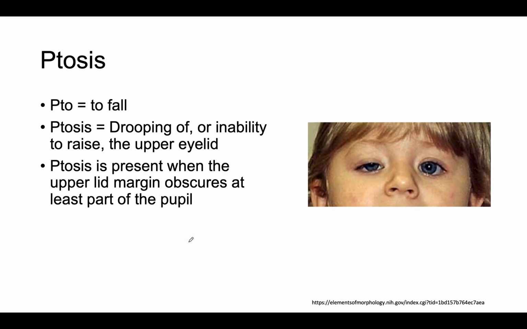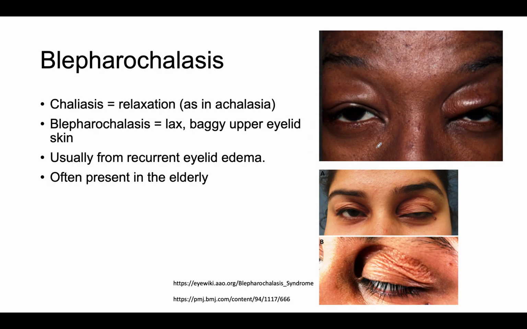Ptosis is a condition that is characterized by the drooping or the inability to raise the upper eyelid in particular. And its presence is suggested by the observation where the upper eyelid margin covers at least part of the pupil. Here we can see the pupil is nicely exposed. Here we only see about half of the pupil. Blepharochaliasis. This is a condition caused by relaxation or bagginess of the upper eyelid, often due to either edema or aging.